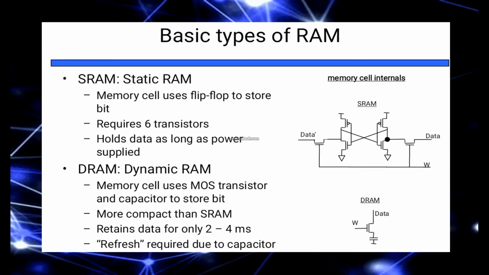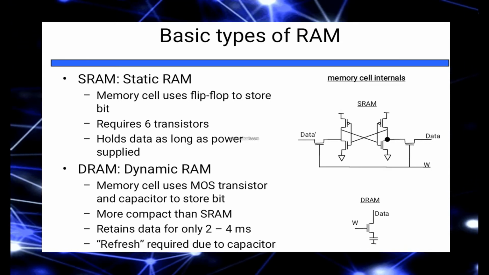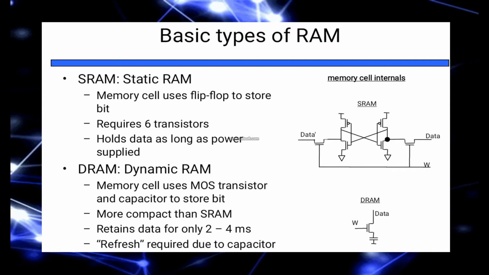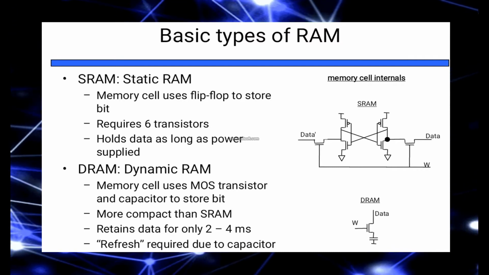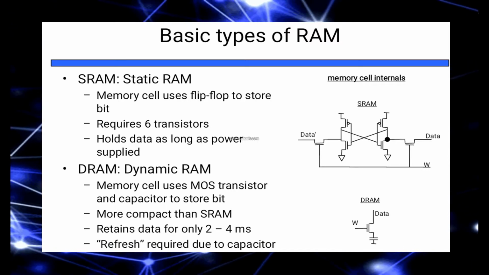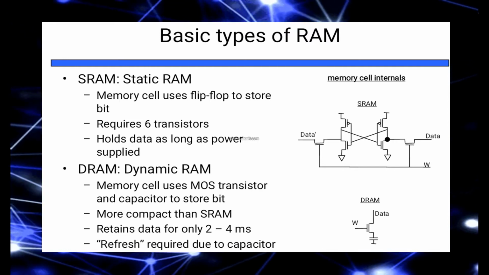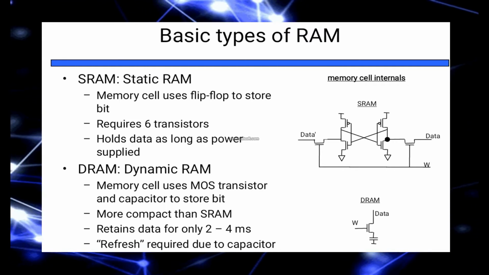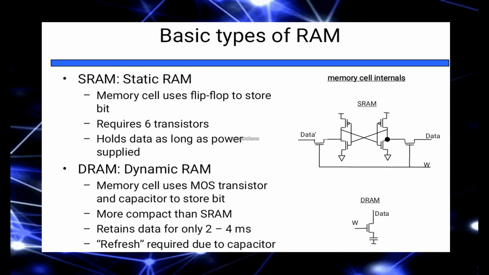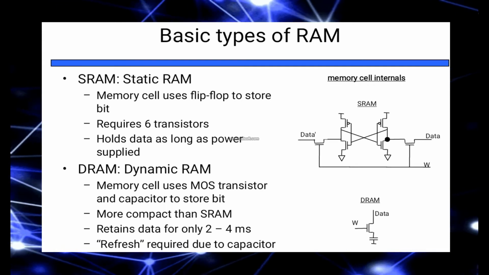So, basic types of RAM. There are basically two types of RAMs. One is SRAM, which we call static RAM, and the other is DRAM, which we call dynamic RAM. In static RAM, the memory cell uses a flip-flop to store bits. It requires 6 transistors and holds data as long as power is supplied. DRAM is more compact than SRAM, retains data for only 2 to 4 ms, and uses MOS transistors, that is, metal oxide semiconductor transistors.